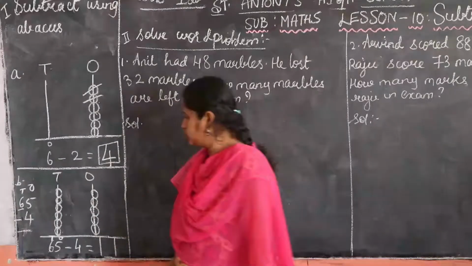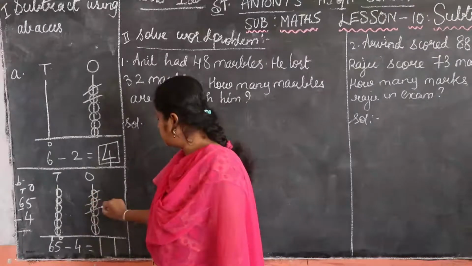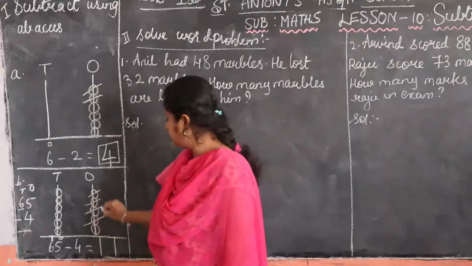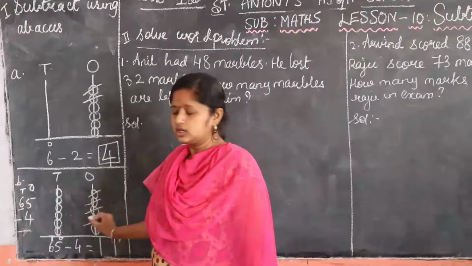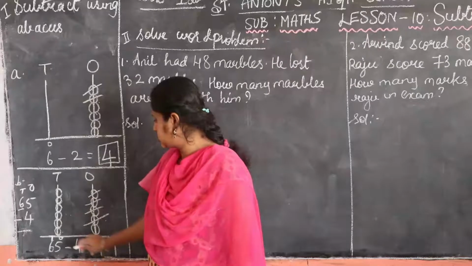4 bits. So how much will we remove? 4. 1, 2, 3, 4. So 4 bits we have removed. Yes. So how much will be the balance?